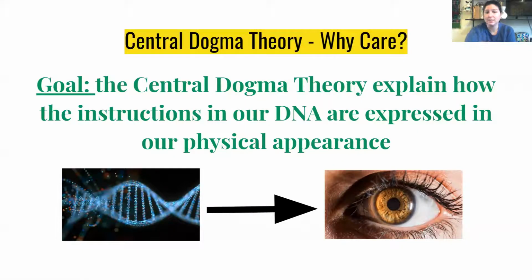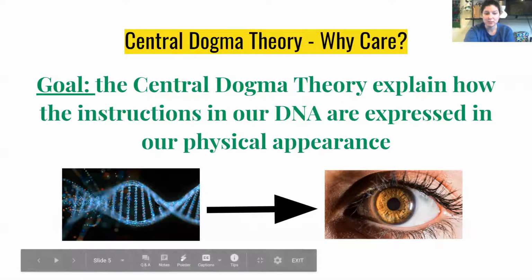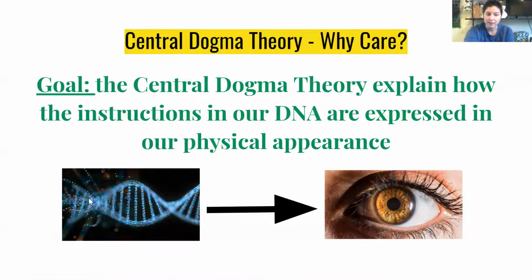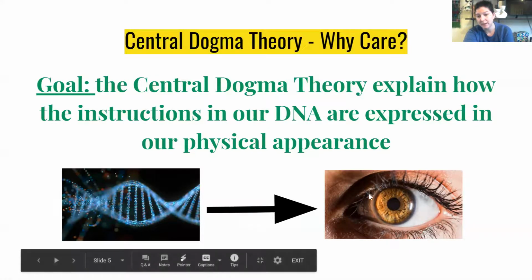The goal, and everyone should be writing this down right now: the central dogma theory explains how the instructions in our DNA are expressed into our physical appearance. So how do we go from A's, T's, C's, and G's, which are the instructions that tell my body to be, well, here's Miss King's brown eye. So how do we go from here to here? And so that's our goal for today.